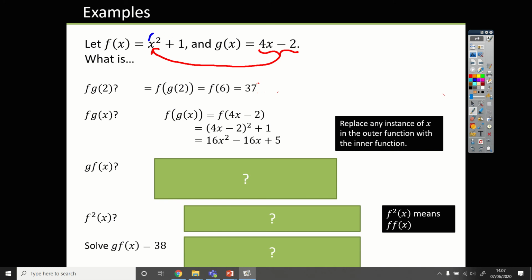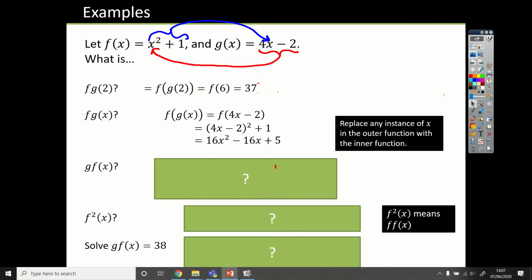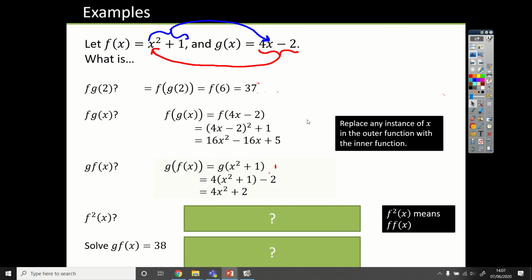Right, this is my inner function. It goes into the outer one. It goes into that x there. So it's going to this time be 4 times x squared plus 1, minus 2, which you can then tidy up if you want to. Okay, and notice that these things are different. If you swap the order of composition, then in general it's not the same.